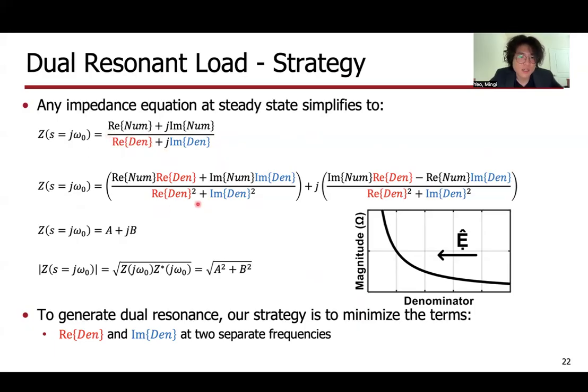This is because the denominator here contains this exponent, such that when we decrease the complex number of the denominator, it would decay much faster relative to the numerator. So in general, to create dual resonance, our general strategy will be to minimize the complex number of the denominator, these color terms, at two separate frequencies.